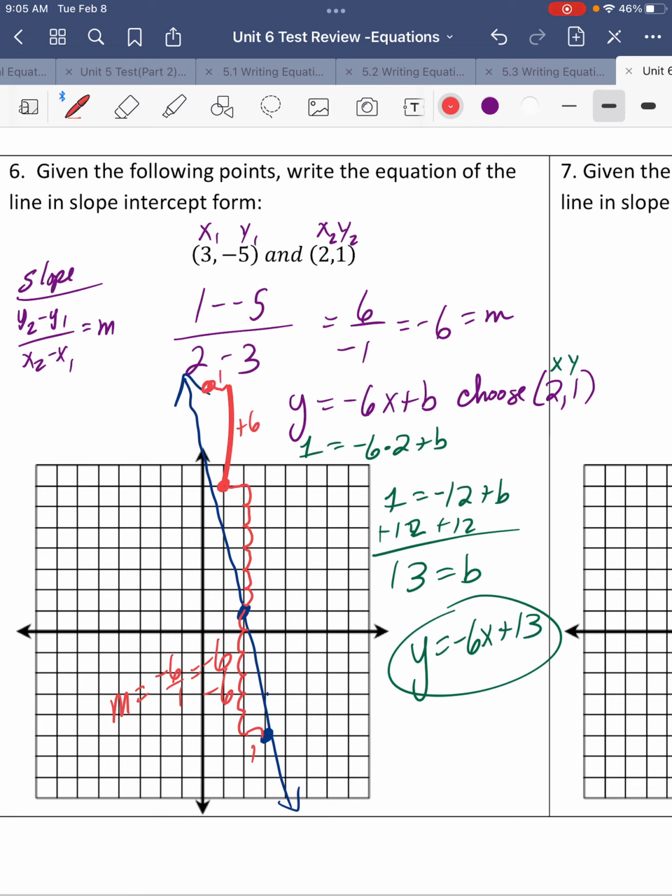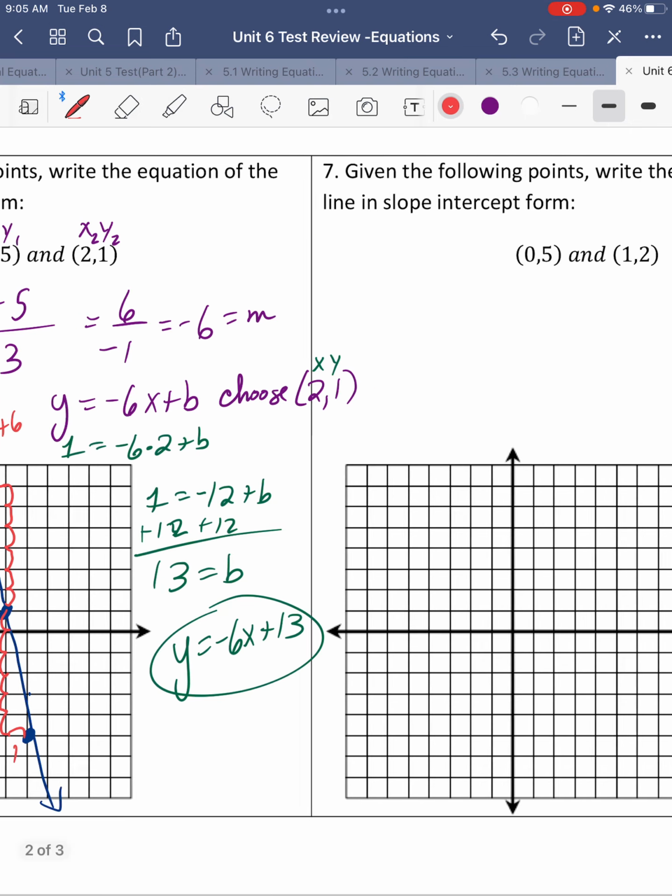So that'd be up 6, right 1. That'd be on the y-axis. So clearly that's off the graph. So I have to think, how high would that be? So it's 1, 2, 3, 4, 5, 6, 7, 8, and it's 5 above that. So 9, 10, 11, 12, 13. So it'd be at the y-intercept of 13.